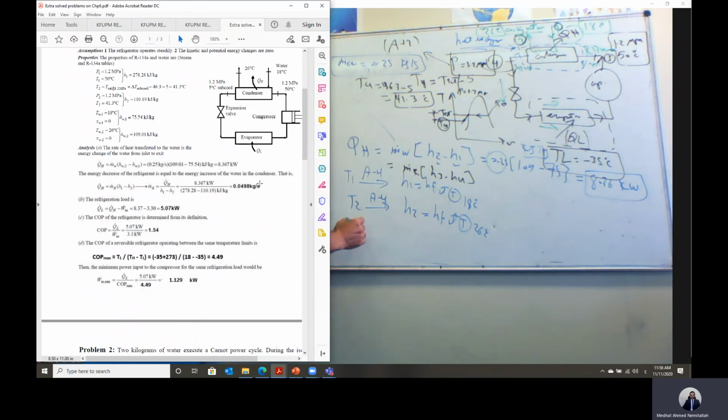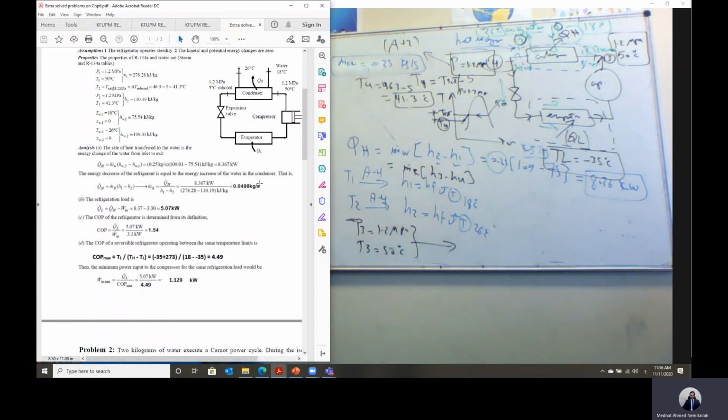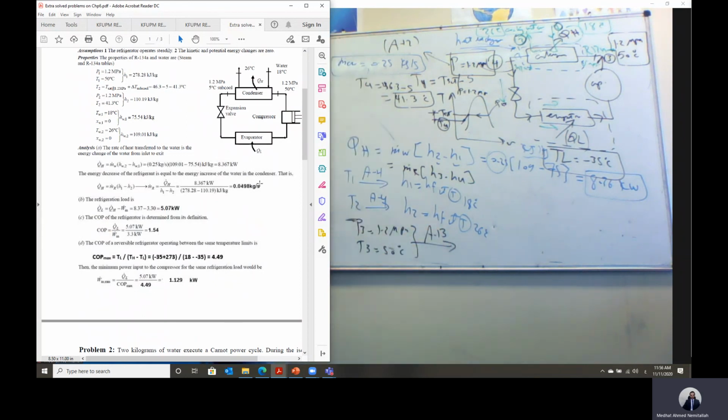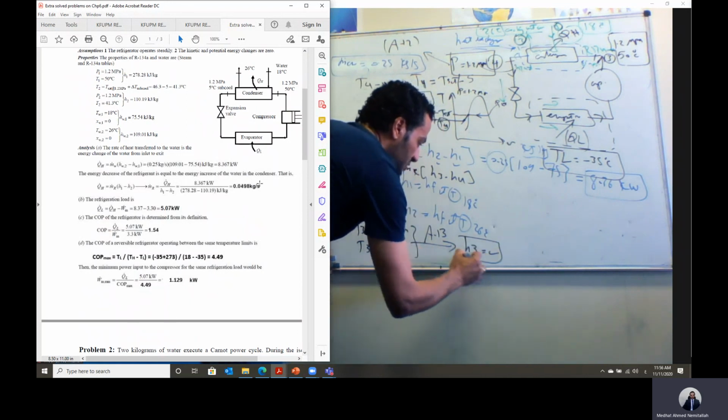So at point 3, we have P3 equal to 1.2 megapascal and T3 equal to 50 degrees C. Then in this case, you can check the state: take the pressure, get the saturation temperature, and compare it with the given temperature. I think in this case, it should be superheated. I will be using table A13. Then we can get the value of H3.